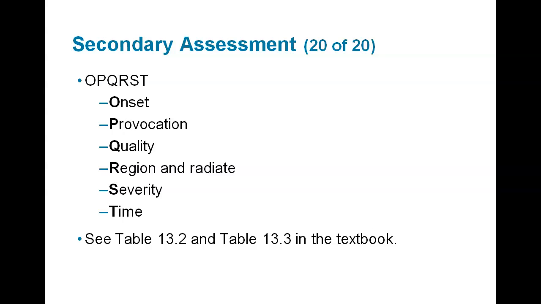Okay, so remember, O stands for onset. A question that you would ask would be, what were you doing when this first started happening? P stands for provocation. Does anything make it better or worse? Q stands for quality. Can you describe what your pain feels like? Is it sharp? Is it dull? R stands for region or radiate. Can you point with one finger to where the pain is worse? Does it go anywhere else?